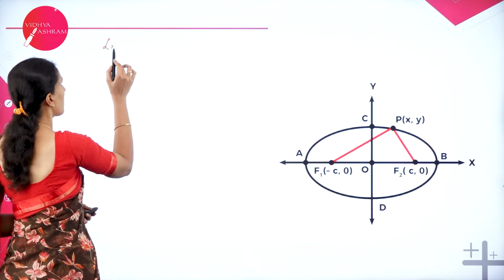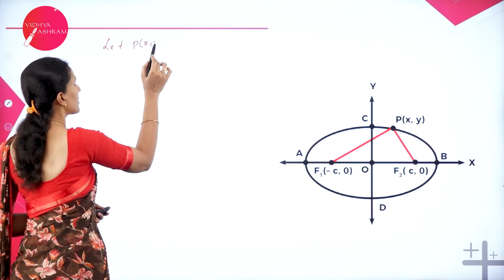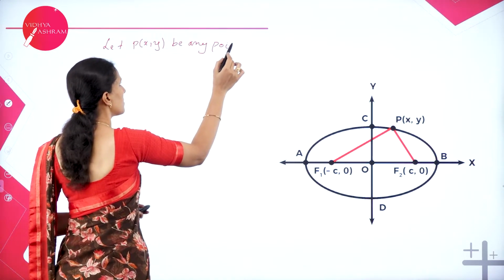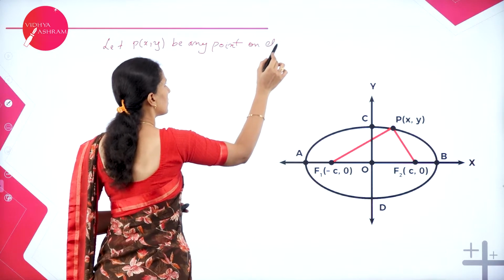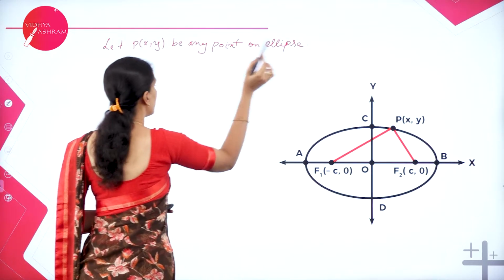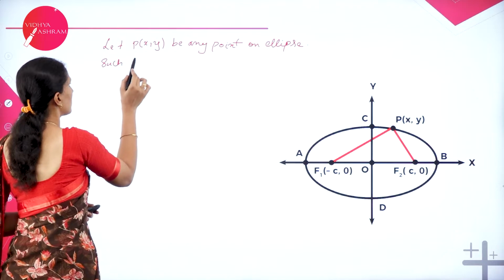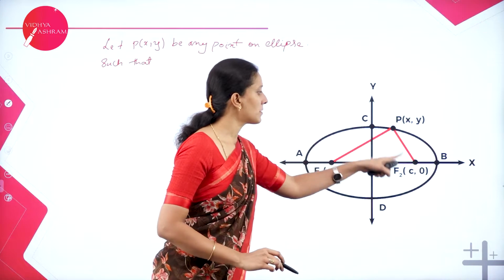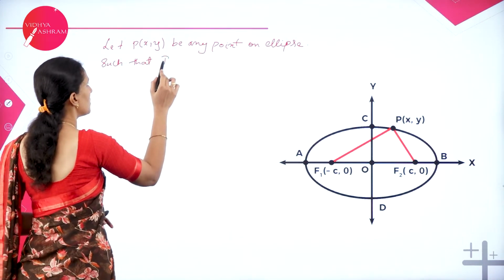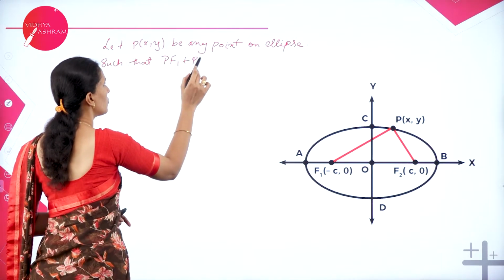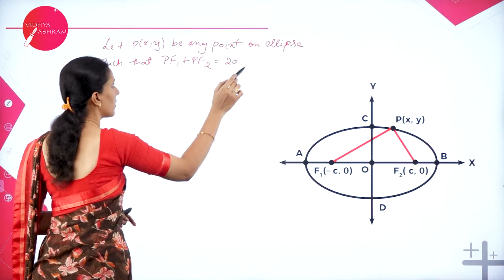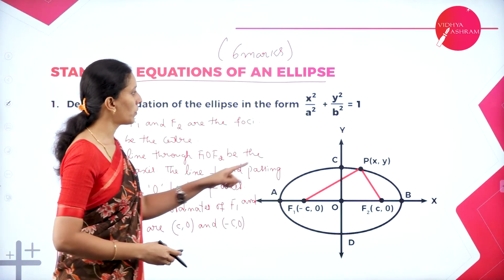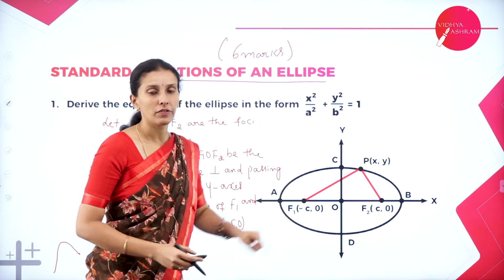So let P of x comma y be any point on the ellipse such that the distance PF1 plus PF2 is equal to 2a. Now, considering this as an assumption, we have to prove that this is the general equation of the ellipse.